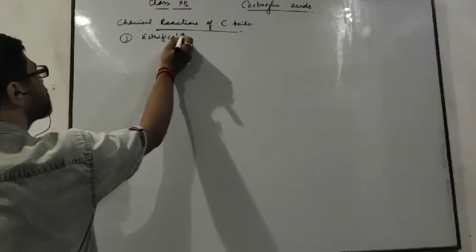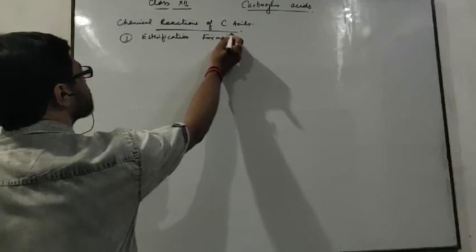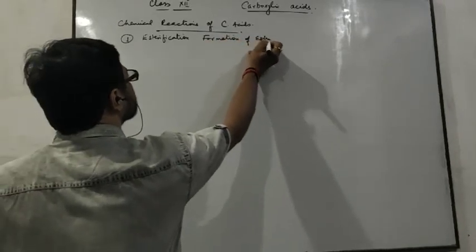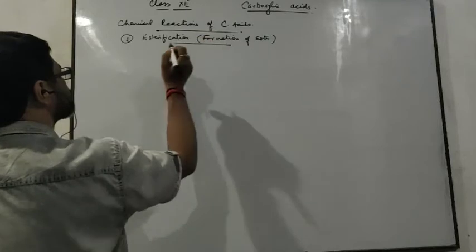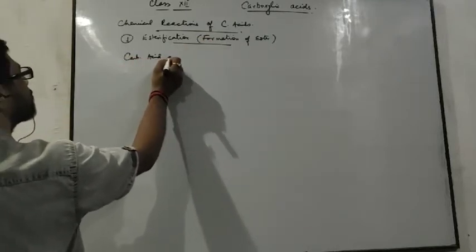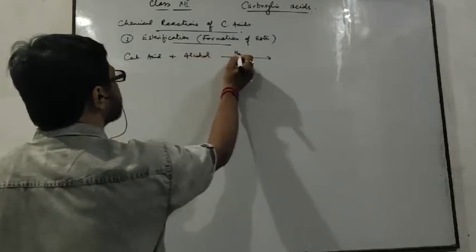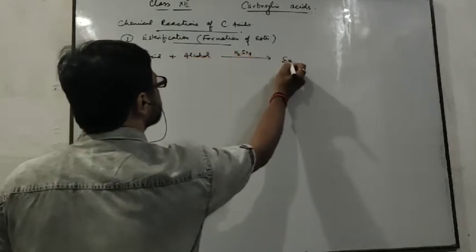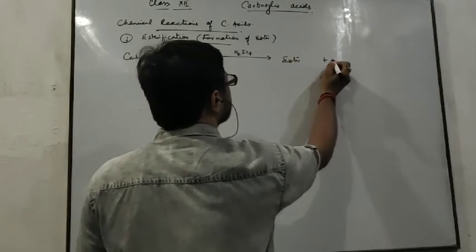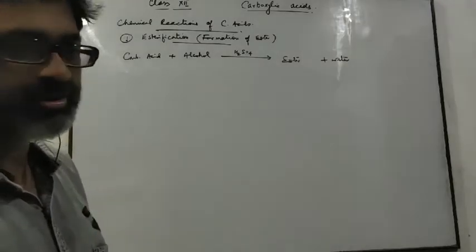What is esterification? Esterification means formation of ester. Formation of ester is called esterification. When carboxylic acid reacts with alcohol in presence of H2SO4, they form ester and water. This reaction is known as esterification.